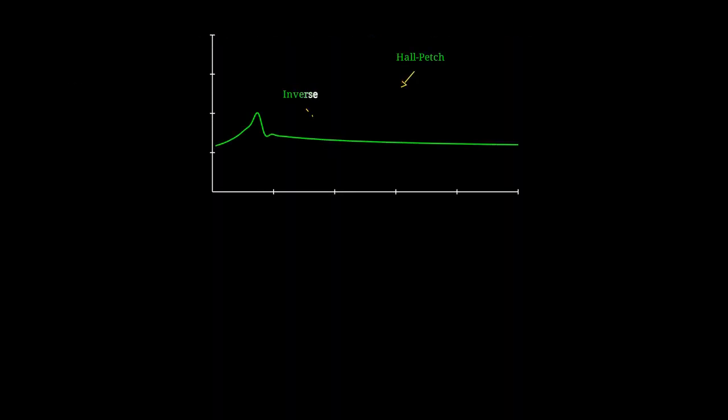This final graph shows both regimes clearly: the Hall-Petch strengthening at larger sizes and inverse behavior at nanoscale. Understanding both regimes allows material scientists to design optimal nanostructures that maximize strength for specific applications.